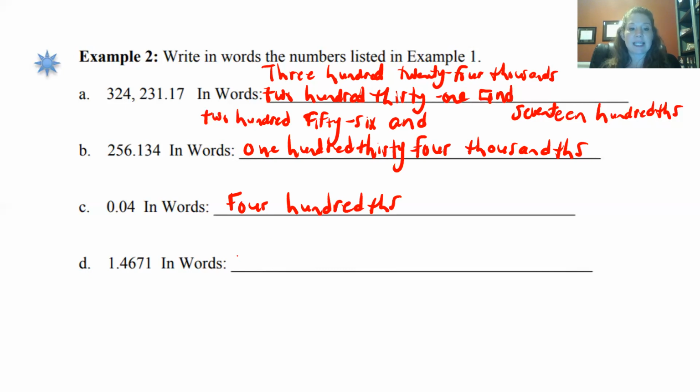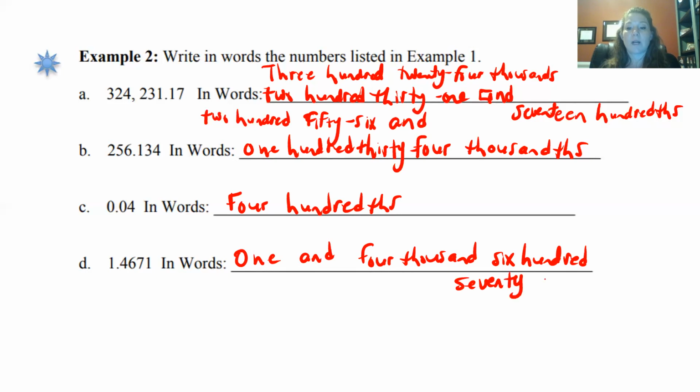And then finally, letter D, we have 1 and 4,671 ten thousandths. Okay, hopefully you guys can read that, but that's it. That's how you write those numbers. So I think we have a couple of practice problems.